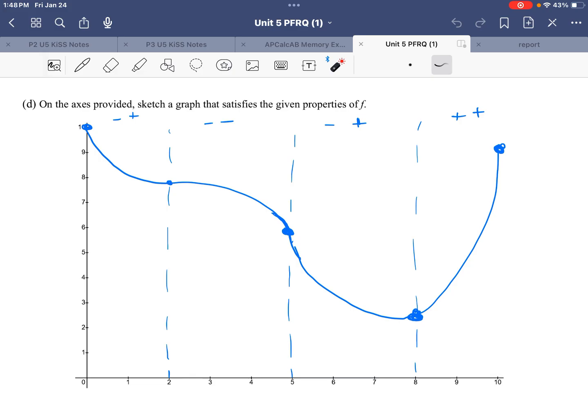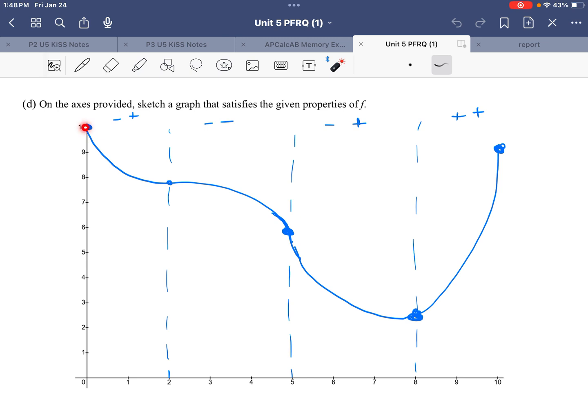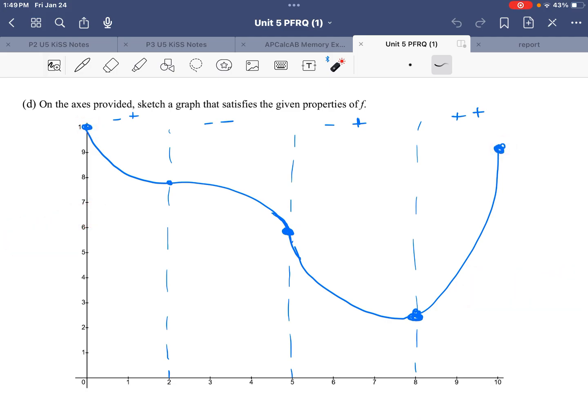And so what I did is at every x value that's listed in the table, I draw these dotted lines just to help me know where to start changing my curve. Now we do know 2 points. We know the first point at 0, remember f of 0 equals 10. And we know the last point, which is f of 10 equals 9. So that's that point right there. We know those points, and if I were doing this from scratch, I would start at these points.